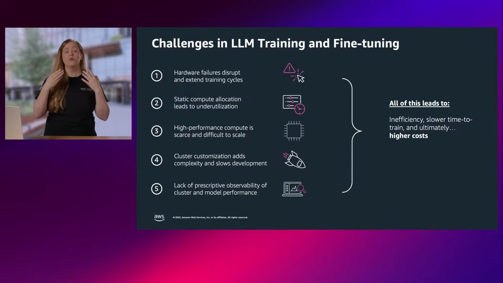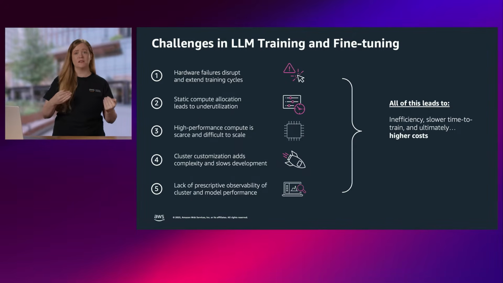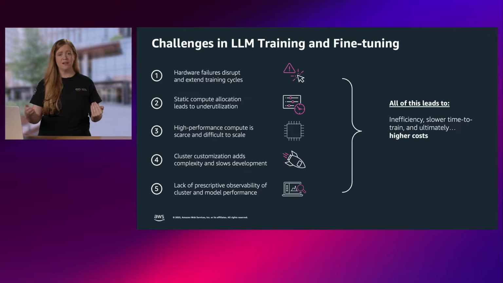And if even one piece goes down at any moment in time, normally your entire cluster halts, and it's going to sit there halted until someone goes and figures out if there was a data corruption piece, if there was a software corruption, if there was a hardware corruption, etc. And so all of this inefficiency leads to a slower time to train and ultimately higher costs.